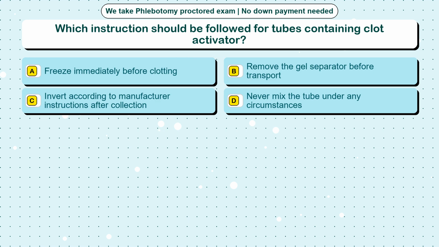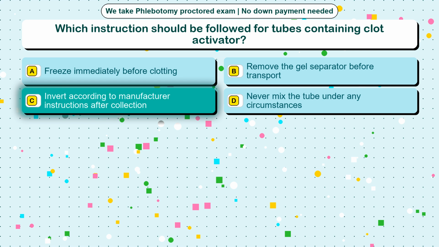Question 87. Which instruction should be followed for tubes containing clot activator? Option A. Freeze immediately before clotting. Option B. Remove the gel separator before transport. Option C. Invert according to manufacturer instructions after collection. Option D. Never mix the tube under any circumstances. The correct answer is option C. Invert according to manufacturer instructions after collection.